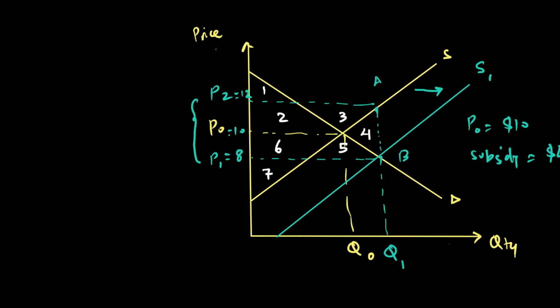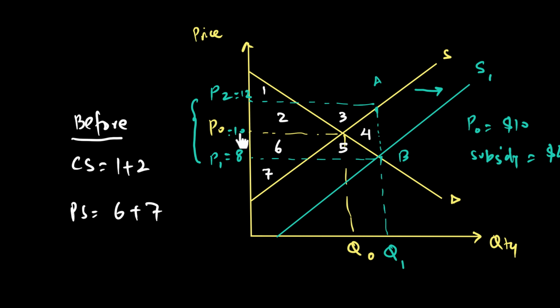And look at the situation before and after subsidy. Before subsidy was given, the price was P naught and the quantity was Q naught, and the consumer surplus was area 1 and 2, because the area under the demand curve above the market price is area 1 and 2, while producer surplus was area 6 plus 7, as the price was P naught and the supply curve was S. So you're looking at 6 and 7 as the producer surplus.